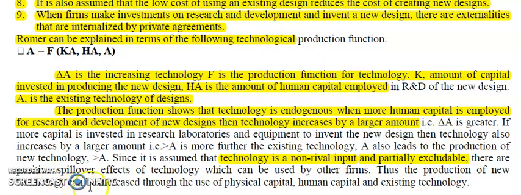There are positive spillover effects of technology which can be used by other firms. When one firm is implementing or introducing a particular technology, the others try to follow in the following years. Thus, the production of new technology can be increased through the use of physical capital. Human capital is also needed to introduce or implement a new technology. That is Romer's idea.